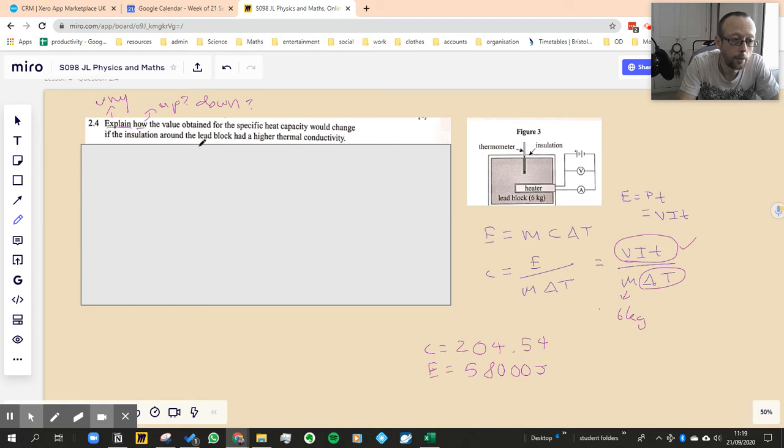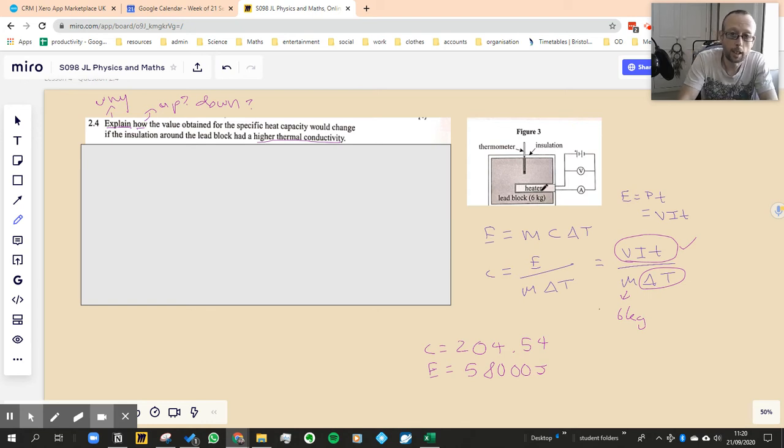And if the insulation had a higher thermal conductivity, this is now testing your understanding, so what does that word mean? Well, thermal means heat, and conductivity is something to do with conducting, so it's a heat conductor. If it's a higher heat conductor, that would mean it's a poor insulator. So in other words, what they're asking is, if I insulated it with something which was not as good at insulating, how might that affect our value for the specific heat capacity?